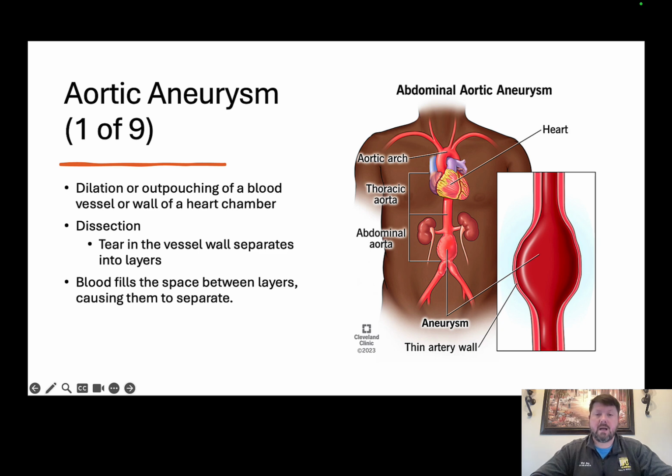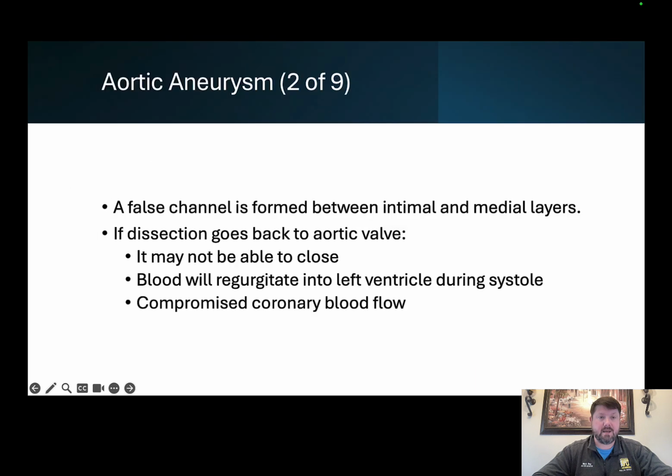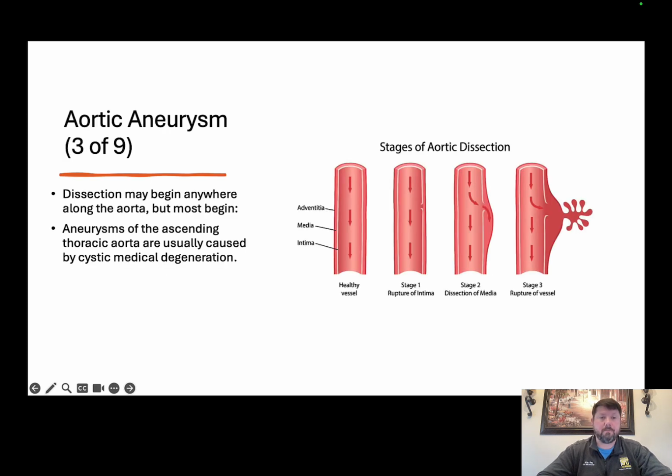to blood under high pressure. The blood fills the space between the layers of the vessel, causing them to separate or dissect. A false channel is formed between the intimal and medial layers. If dissection goes back to the aortic valve, it may not be able to close. Blood will regurgitate into the left ventricle during systole, and you may have compromised coronary blood flow.